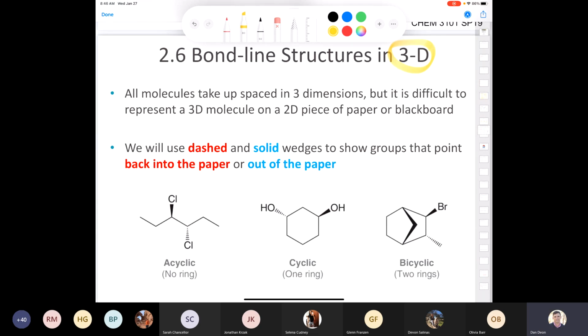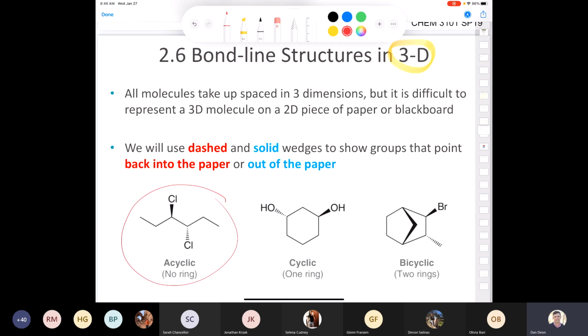Organic chemists have developed a number of ways to represent molecules in 3D that are helpful depending on the situation. It's difficult to represent a three-dimensional molecule on a two-dimensional piece of paper or a blackboard or a computer screen or a tablet, whatever you're using. It's not that intuitive. So we use dashed or solid wedges to show that groups are pointing back into the paper or coming out of the paper. Let me show you what I mean. You see this compound here.